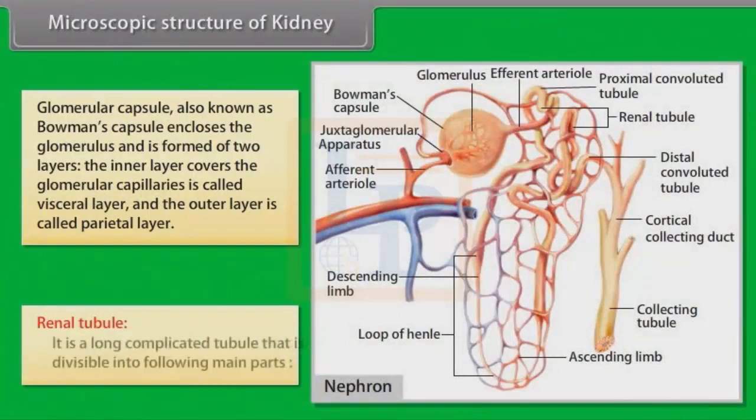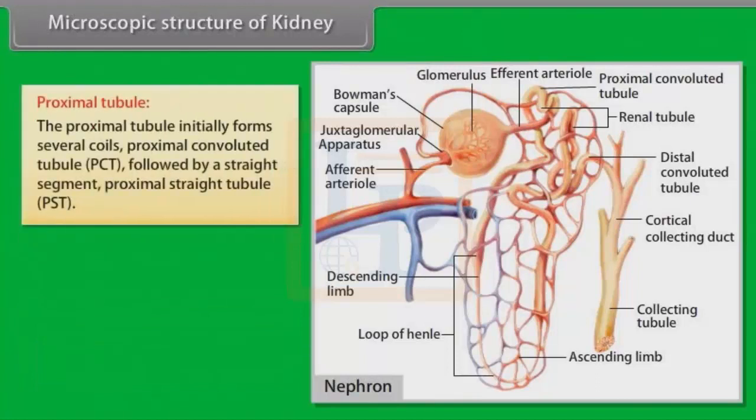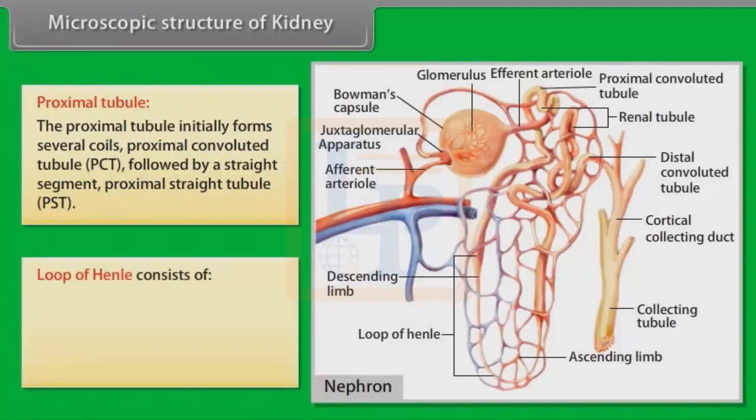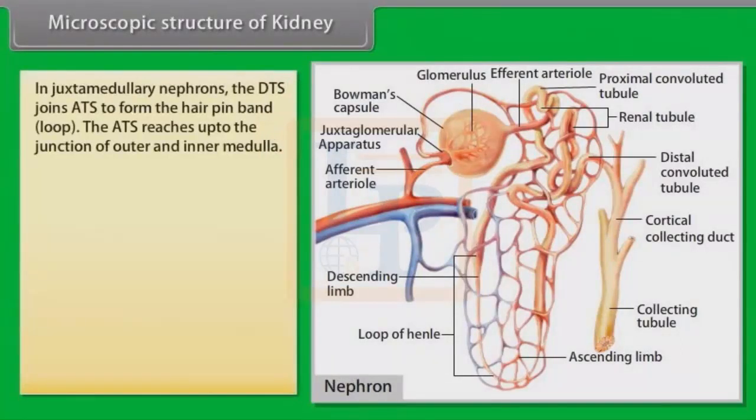Renal tubule. It is a long complicated tubule that is divisible into the following main parts. Proximal tubule. The proximal tubule initially forms several coils, the proximal convoluted tubule PCT, followed by a straight segment, the proximal straight tubule PST. Loop of Henle consists of descending thin segment, ascending thin segment and thick ascending limb. In juxtamedullary nephrons, the DTS joins the ATS to form the hairpin bend.